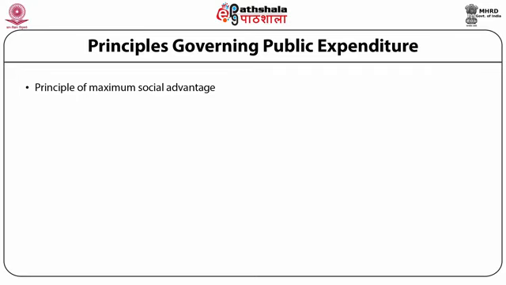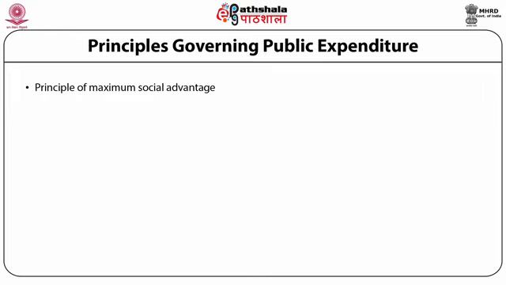Similarly, there is certain benefit which the society receives, which is called marginal social benefit. According to Dalton, the economy achieves maximum social advantage when the marginal social sacrifice is equal to marginal social benefit. In a nutshell, it describes that the expenditure which is done by the government should have minimum burden on the people and people should get maximum benefit.